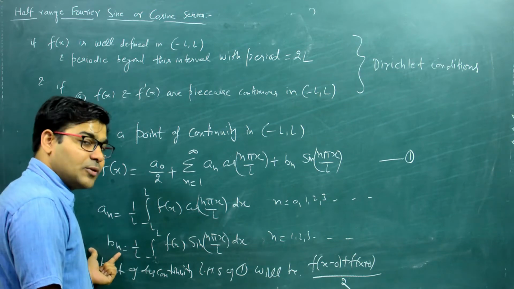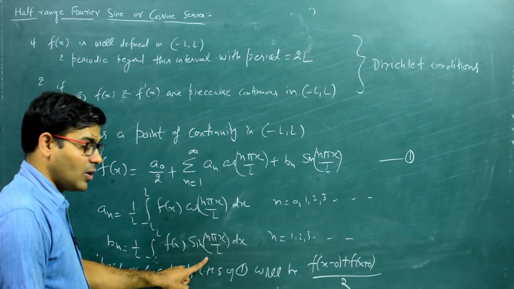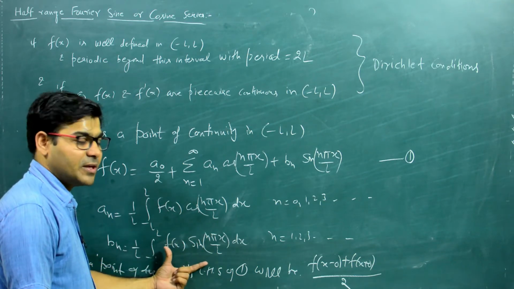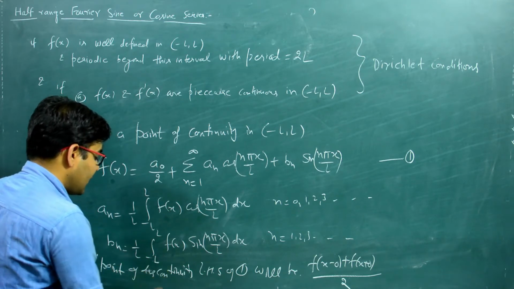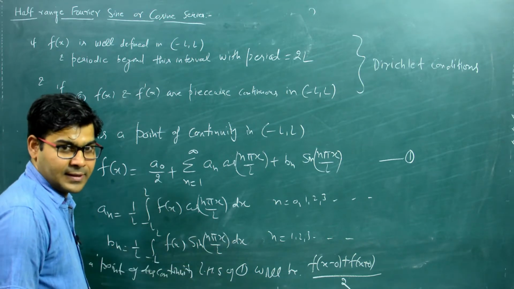And what will happen to the coefficient bn? f(x) is odd, this is odd, the product of these two odd functions will be an even function, so the integrand will be even, and then by using the property of definite integral, we will have twice of 1 over L, 0 to L, and this.